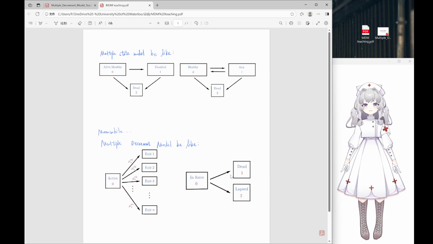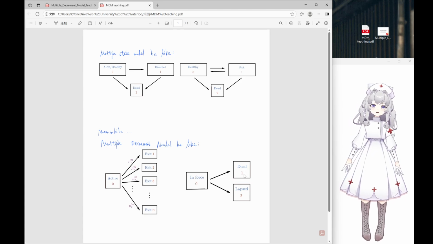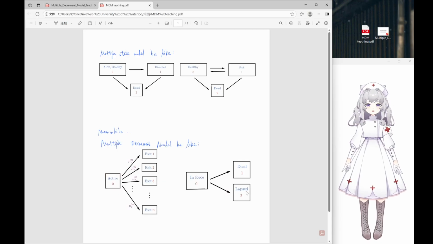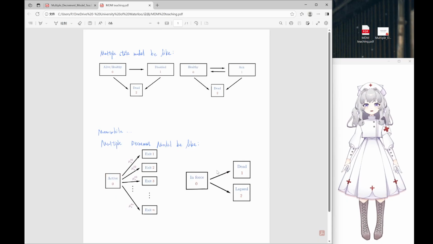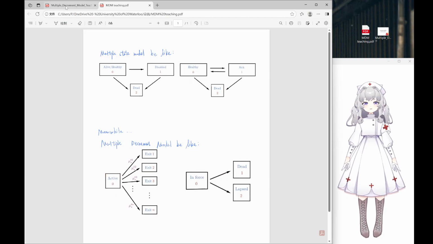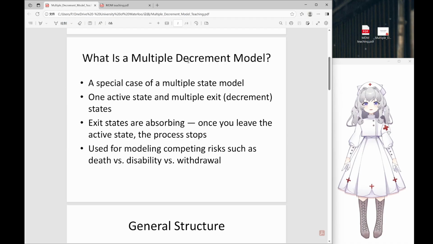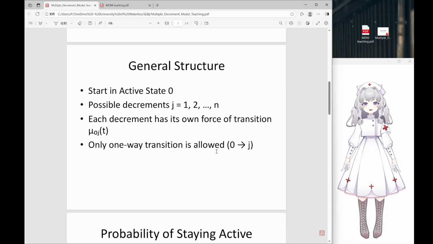This is a very typical multiple decrement model. When the policy is in force, it stays in state 0. When the person dies, we go to state 1, and if the policy is terminated, we go to the lapsed state 2. They each have their own force of transition, mu_x^{01} and mu_x^{02}. Okay, so this is briefly what we need to know about the multiple decrement model.